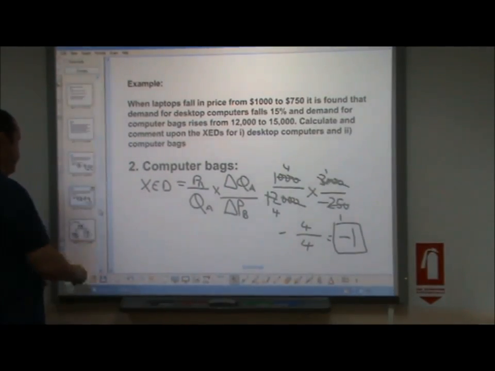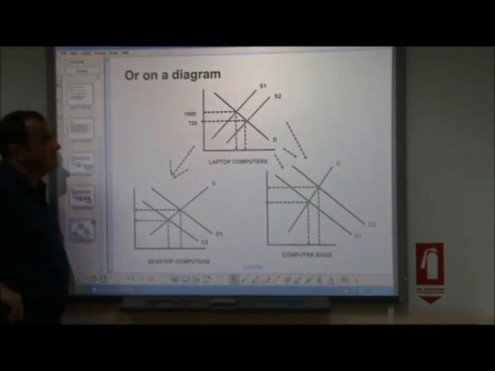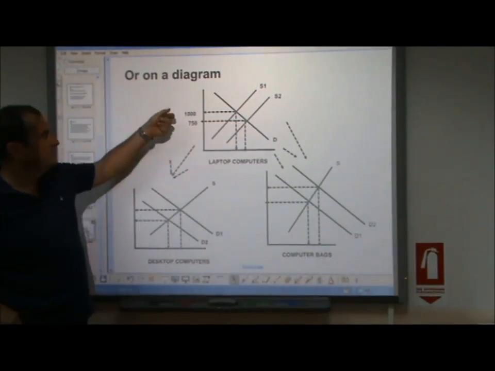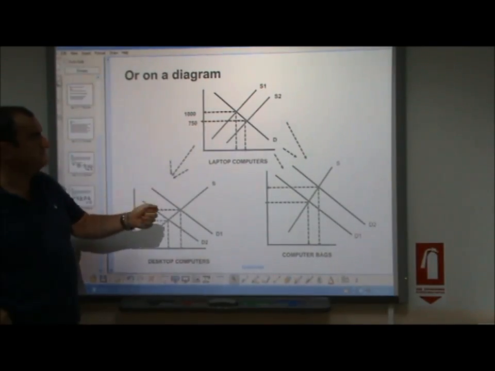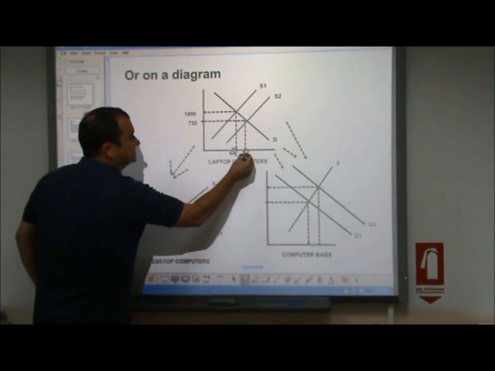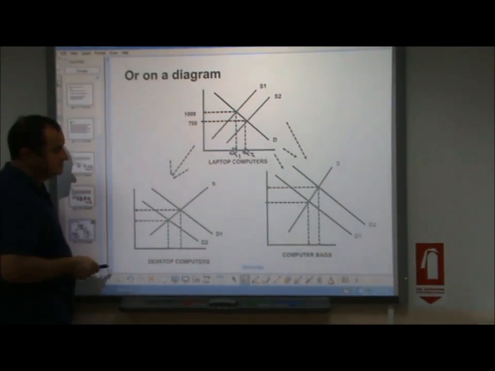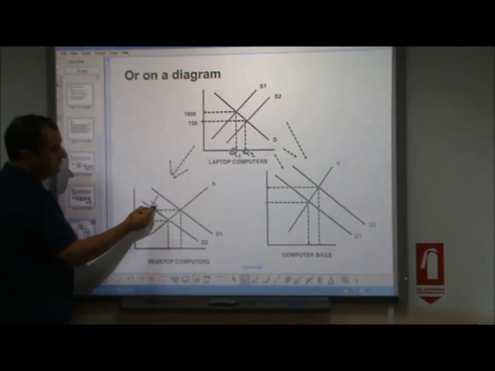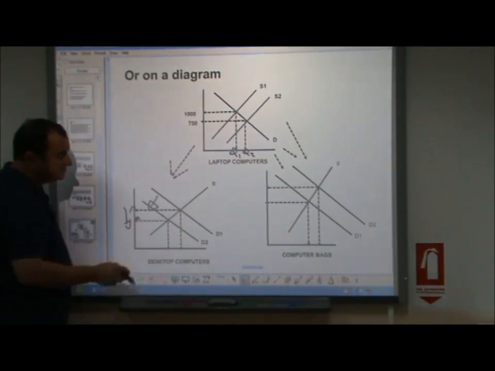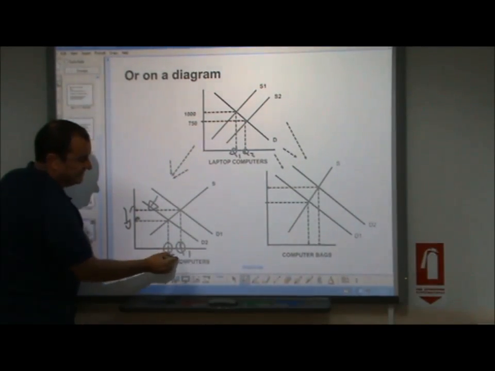Okay, so another way we can show that information is by a diagram. The laptop computers fell in price. I've shown that by a drop in the supply curve here, lowering the price, it fell from 1,000 to 750, and the demand rose from Q1 to Q2. Now what that led to in two separate markets was, in desktop computers, a fall in the demand for desktop computers, and the price must have fallen. We're not interested in the price of desktop computers, but we are interested to see that the quantity fell.